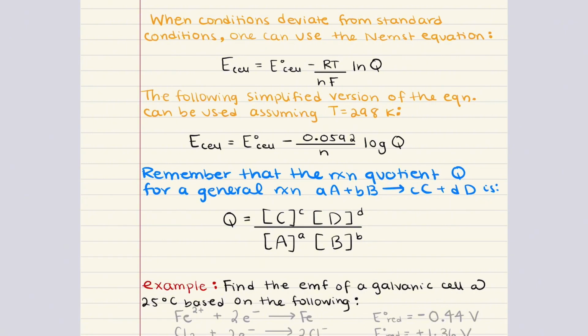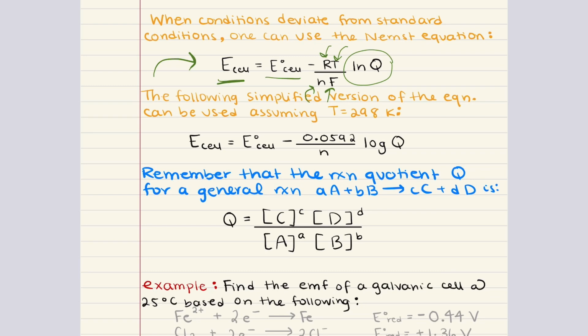And so the Nernst equation accounts for these deviations, and it provides a way to calculate the EMF under non-standard conditions. That equation looks something like this, where E cell is the EMF of the cell under non-standard conditions, E naught cell is the EMF of the cell under standard conditions, R is the ideal gas constant, T is temperature, n is the number of moles of electrons, and F is Faraday's constant. And here we also have the natural logarithm of Q, where Q is the reaction quotient for the reaction at a given point in time.